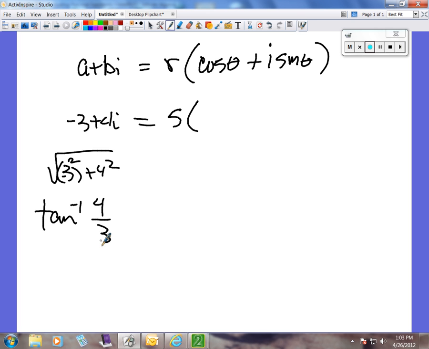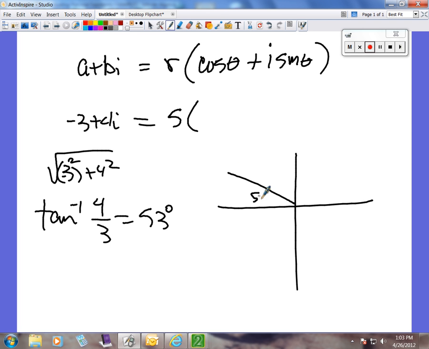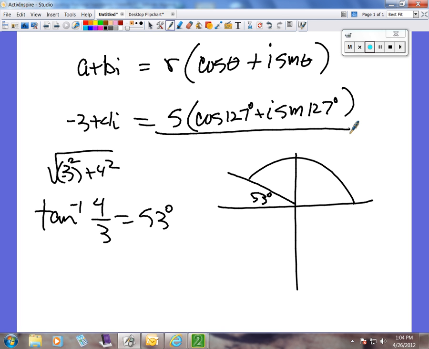Okay, thank you. 53 degrees. And that could be our answer if we were in the first quadrant, right? But we're not. We're in the second. So that means we would do this. Your 53 would be in the second quadrant, and we want that one, which is 127 because you subtract from 180. Now we can write the polar form. Don't forget the i. And that's how you write a complex number in polar form.